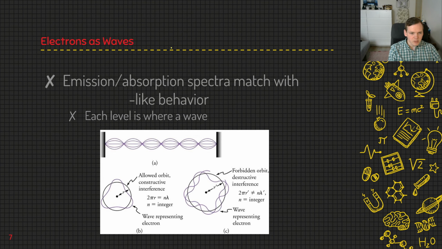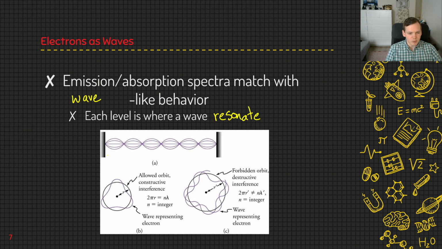And this matches well with the wave-like behavior of electrons. We've talked about how electrons sometimes behave like particles, sometimes like waves. This is one of the places it behaves like a wave. Each of those levels is where a wave can resonate. If you remember, we talked about standing waves before, like a spring or a guitar string that vibrates, and only certain frequencies or wavelengths will fit. Well, we're doing the opposite of that. We're saying that the electron has a certain frequency, a certain wavelength, and it will only fit at certain intervals.